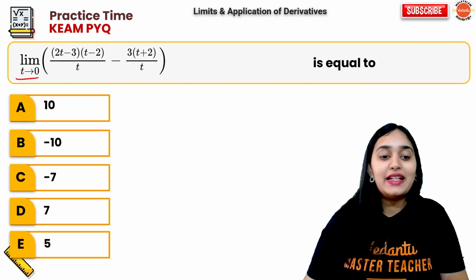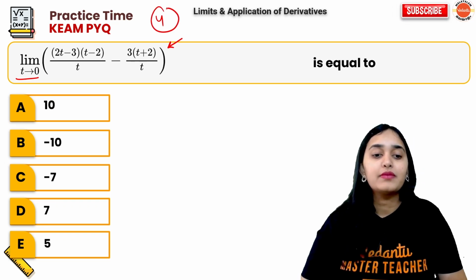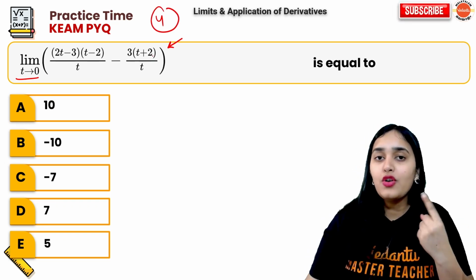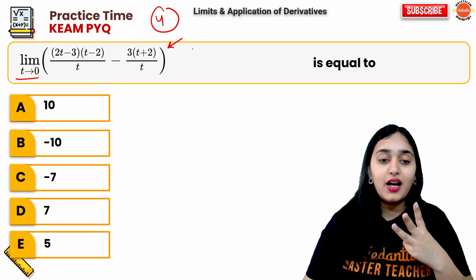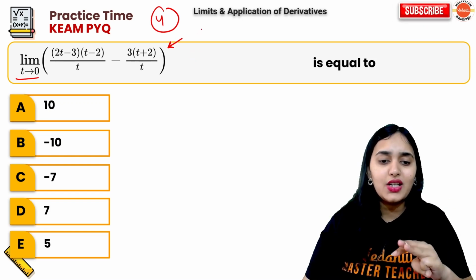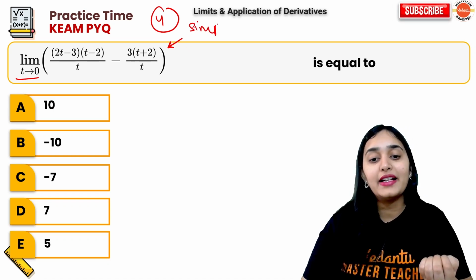Next question. Limit t tends to 0 of this. Another method. Fourth method. Since you don't know the formula of this, you cannot rationalize it, and you don't need to differentiate it, you just need to simplify it.